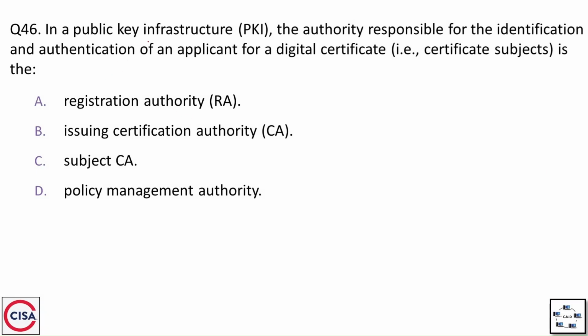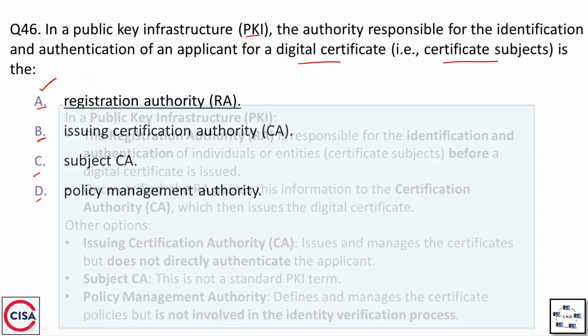Question number 46. In a public key infrastructure, that is PKI, the authority responsible for the identification and authentication of an applicant for a digital certificate, that is the certificate subject, is option A, registration authority, option B, issuing certification authority, option C, subject CA, and option D, policy management authority. And the correct option is option A, registration authority.